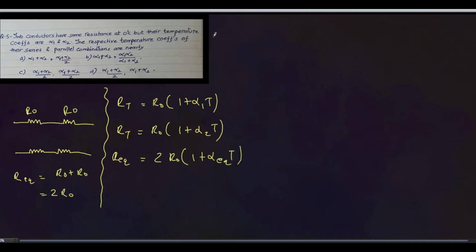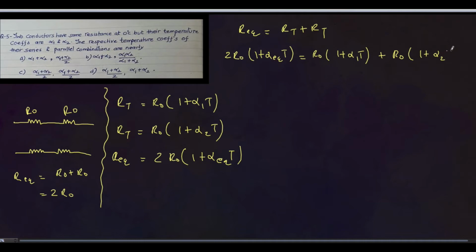Now we apply these values in the equation. Effective resistance is just adding these two, so R equivalent equals RT plus RT. Instead of R equivalent, I write 2 into R0 into 1 plus alpha equivalent into T, equal to R0 into 1 plus alpha 1 into T plus R0 into 1 plus alpha 2 into T.